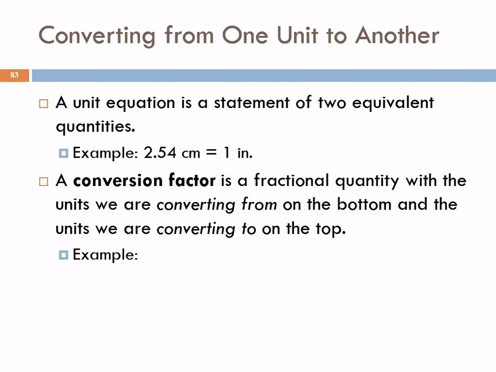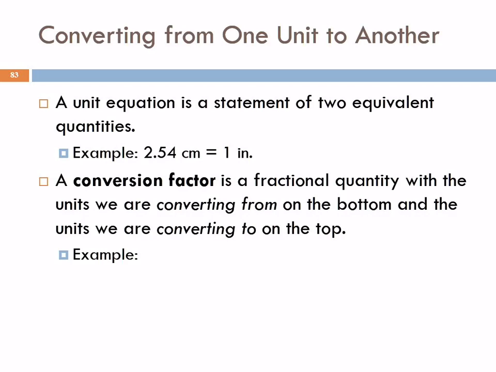So when we convert units, we make use of what is sometimes called a unit equation. This is a statement of two equivalent quantities. For example, 2.54 centimeters is equal to 1 inch. There are different ways of describing the same quantity. 1 inch is the same as 2.54 centimeters.